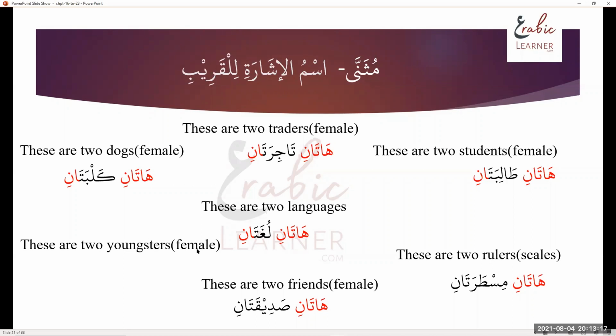These are two youngsters, young females. No, that is woman. Hatani fatatani. Okay. Fatatun is youngster, young female.